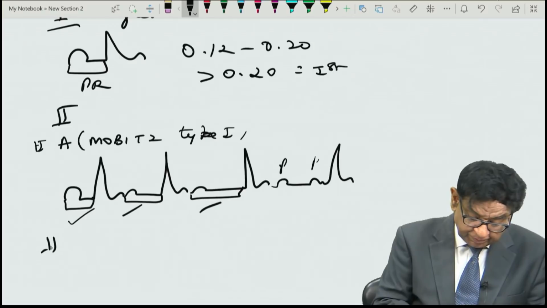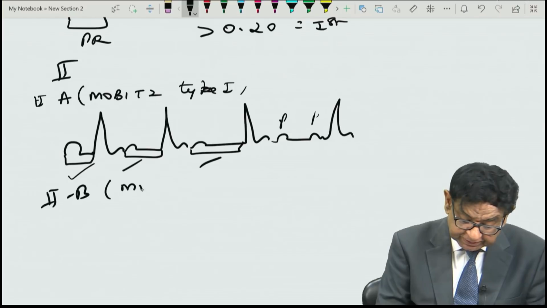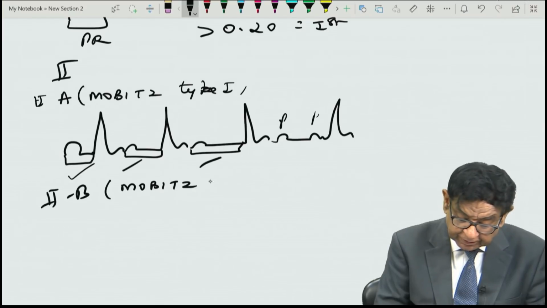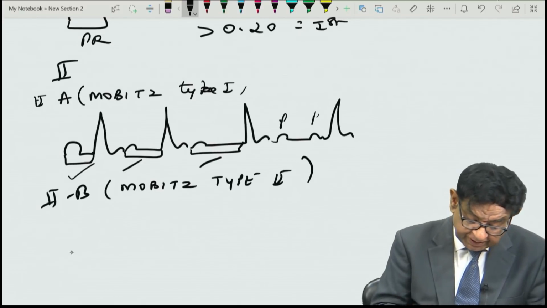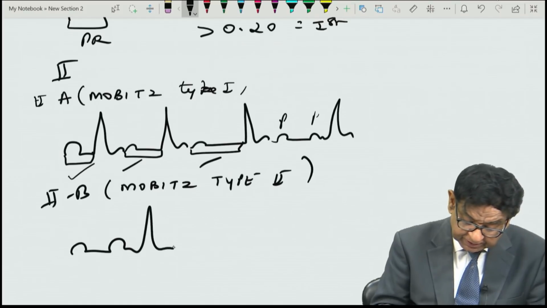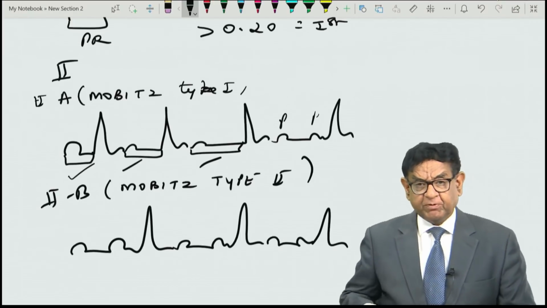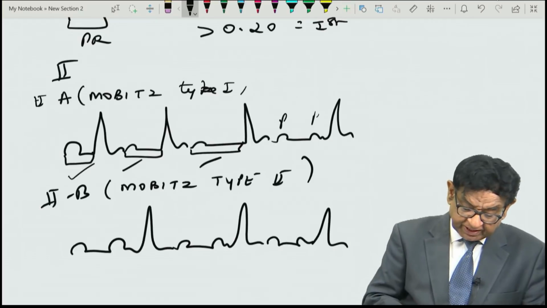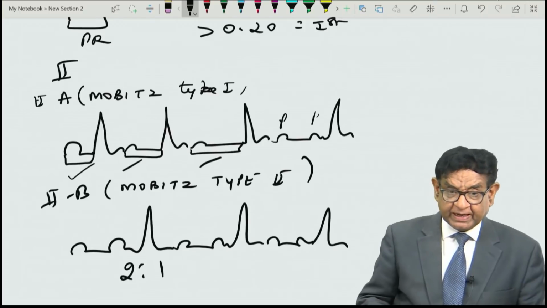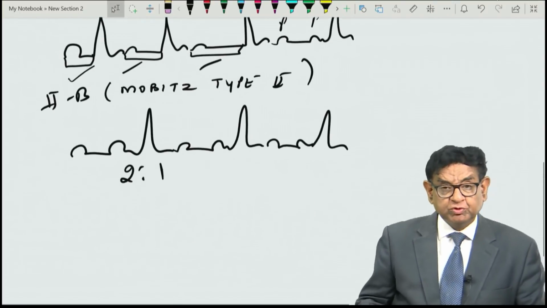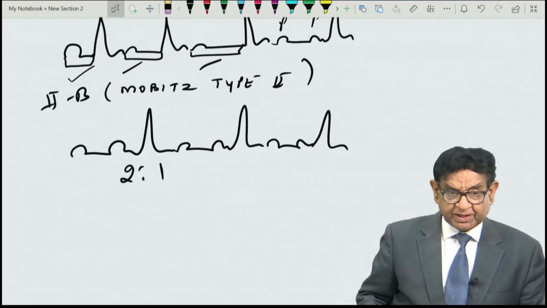Now we have type 2B block. This type 2B block is also known as Mobitz type 2 block. What do we get? PPQRS, PPQRS, PPQRS. A fixed number of P waves followed by one QRS. Like in this case, we are getting a 2:1 block. This is a dangerous condition because it can go into complete heart block any moment. And this block can be 2:1, 3:1, 4:1, whatever block ratio can be there. A fixed number of P waves followed by a QRS.